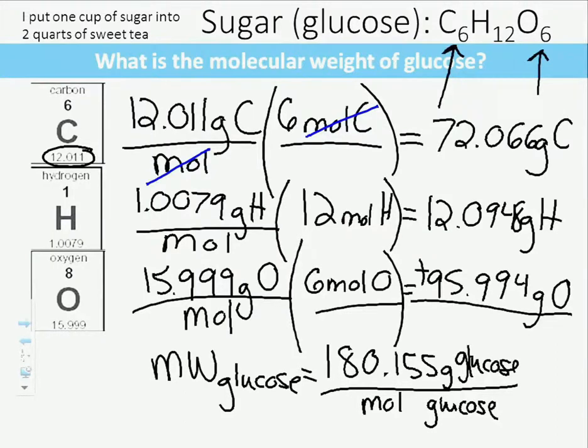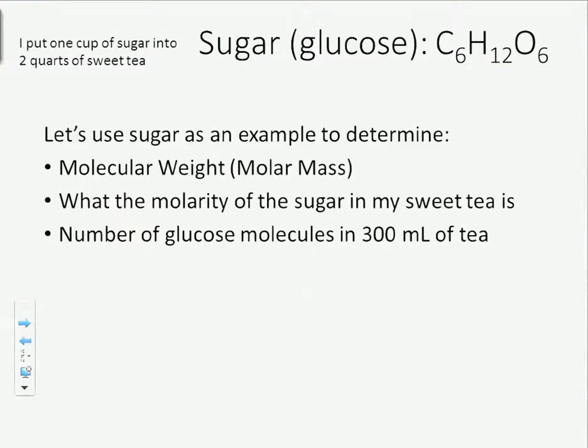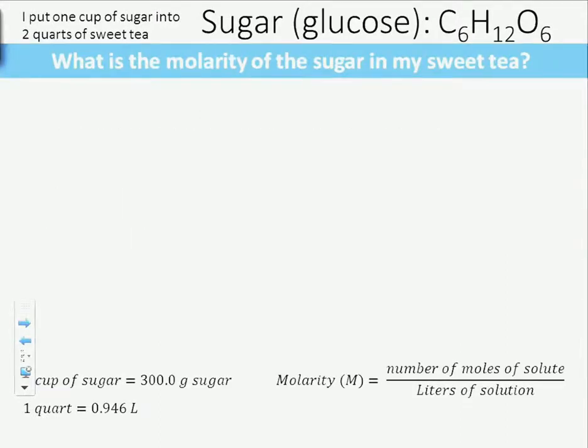Once we have that, we can use it to convert from 1 cup to grams, then from grams to moles, so that we have moles as our top unit for molarity. So let's use it as an example to determine, now that we've figured out its molecular mass, what the molarity of sugar is in my sweet tea, and the number of glucose molecules in 300 milliliters of tea. So let's look at the molarity. Down here I have 1 cup of sugar is approximately equal to 300 grams of sugar. And I think I actually looked that up and I meant to write 200 grams of sugar. So let's make that change.